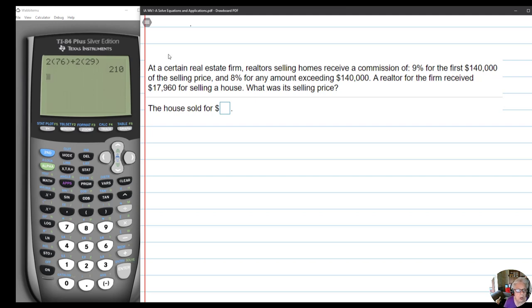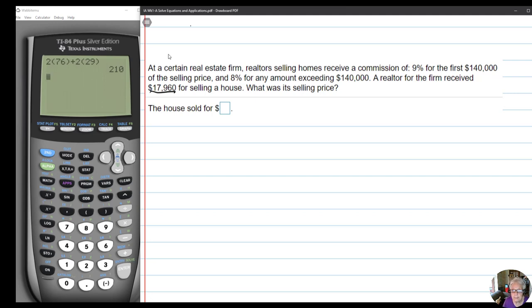All right, now we're going to do this problem. At a certain real estate firm, realtors, people who sell houses, receive a commission. They get money: 9% on the first $140,000 of the selling price, and 8% of any amount exceeding $140,000. Exceeding means greater than. A realtor for the firm received $17,960 for selling a house. What was the selling price?